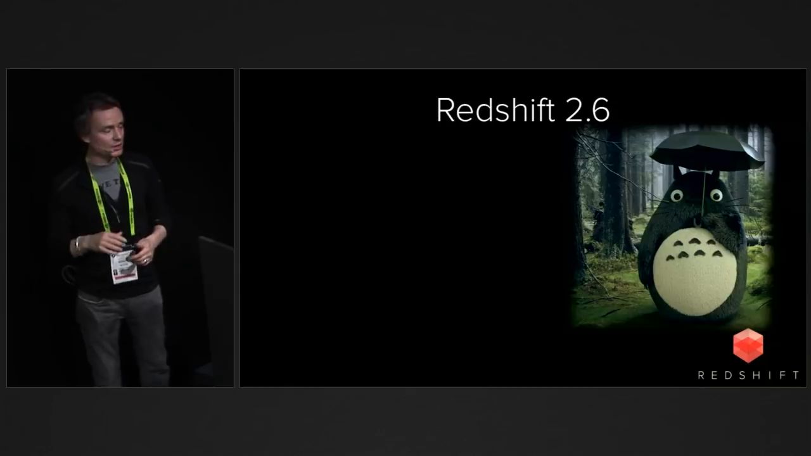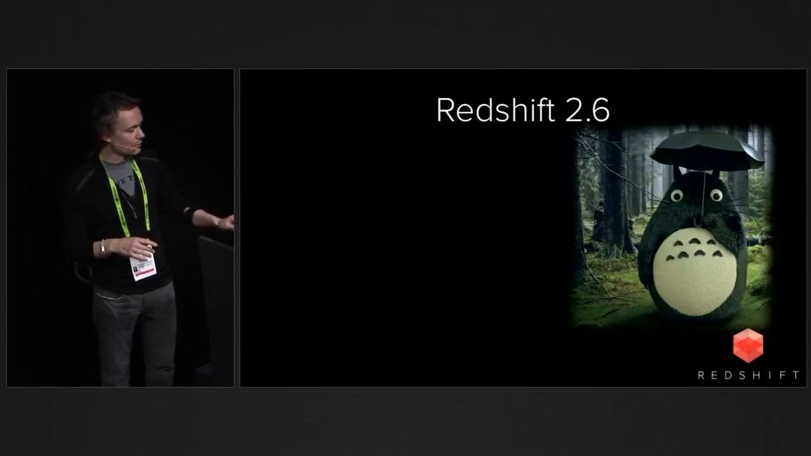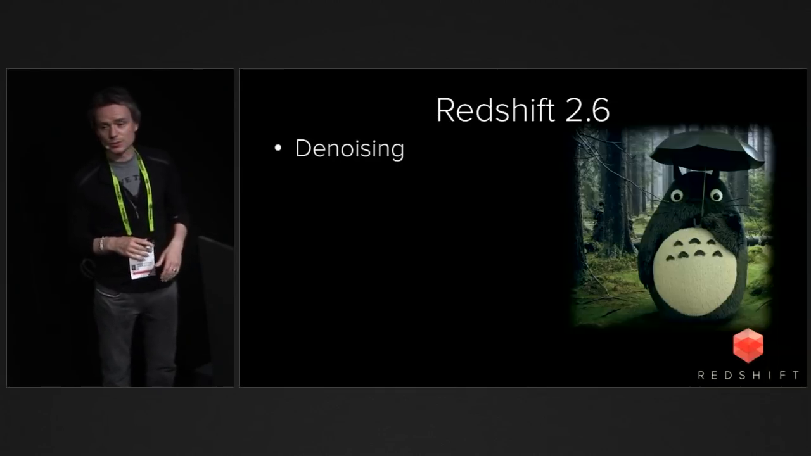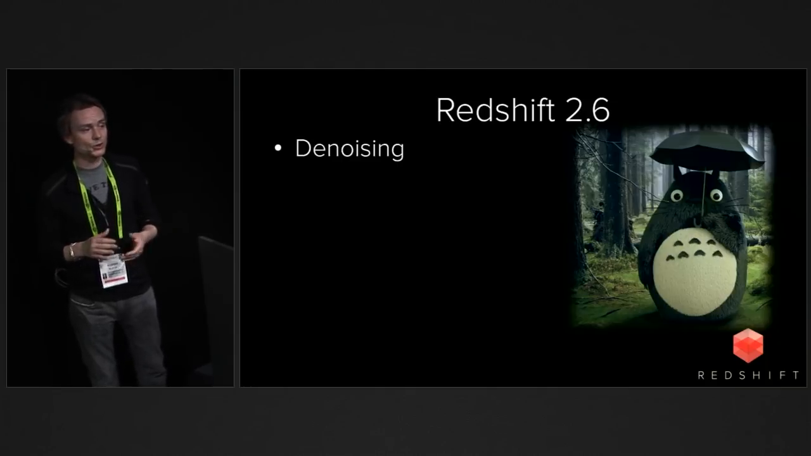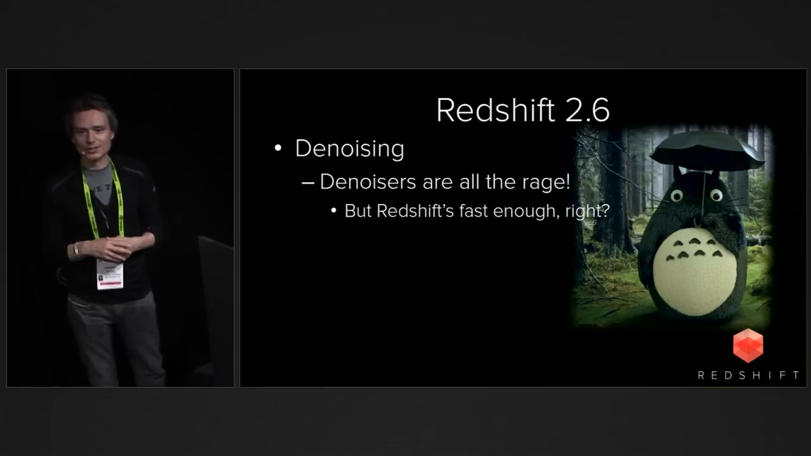So one big release this year is Redshift 2.6. I think that we've had an experimental version for some time, and I think the official one came out a couple of months ago. So first and foremost with Redshift 2.6, we added denoising support. So everybody loves denoisers at the moment.